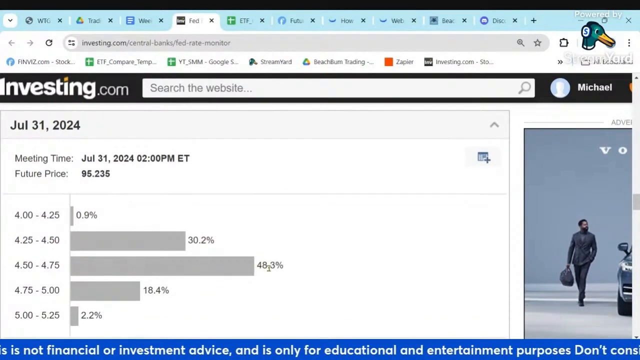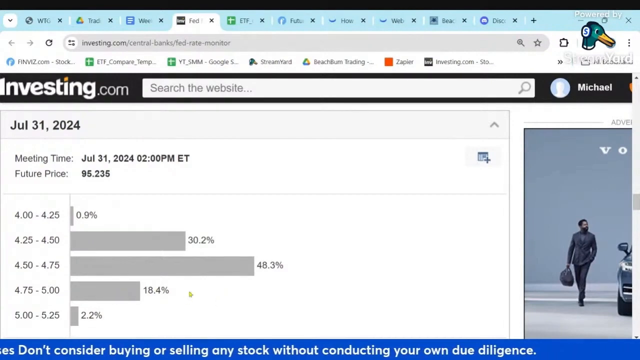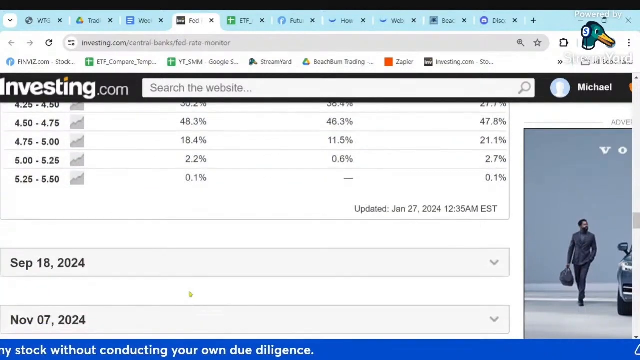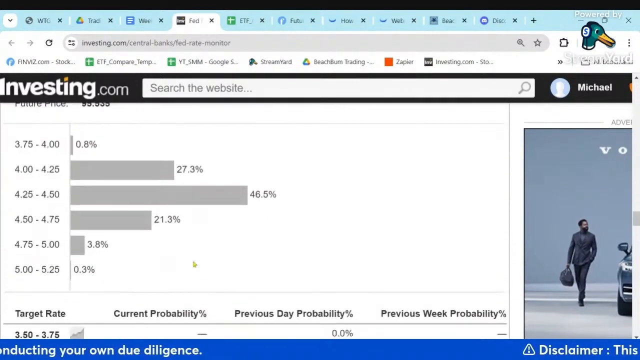July, high probability that they've done multiple cuts. Very low probability that they stay the same. Low probability of only 1 cut. So again, the market continues to be pretty aggressive, predicting multiple cuts between May and July.